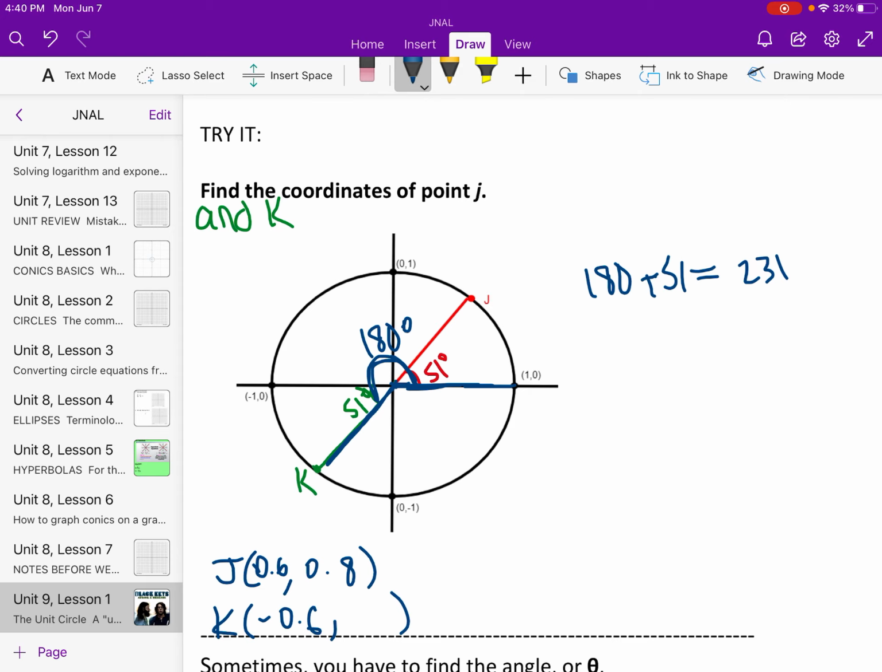Sine of 231 is negative 0.8. So it's the opposite values as J. That kind of makes sense because it's in the opposite place. So that's how you do that.